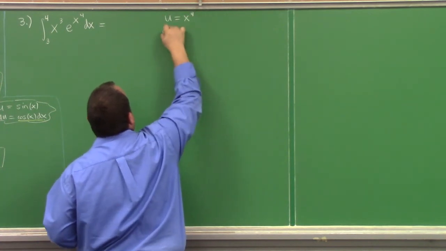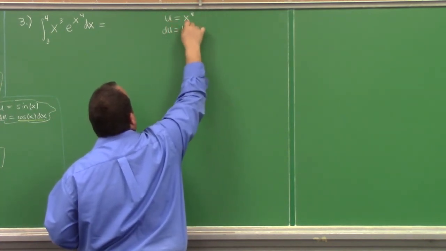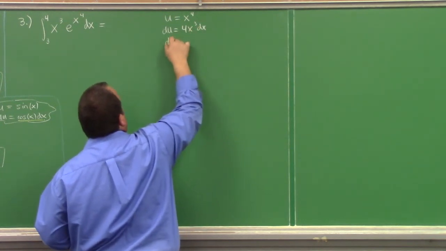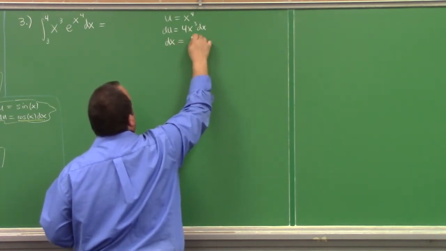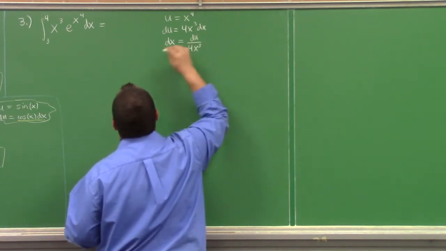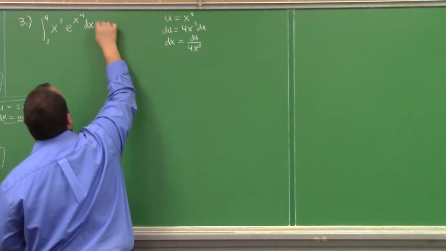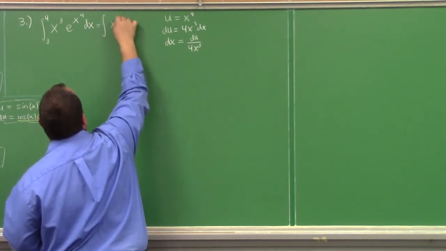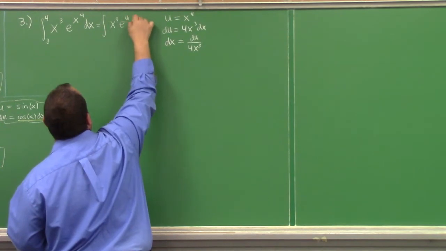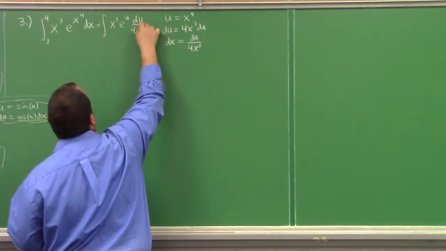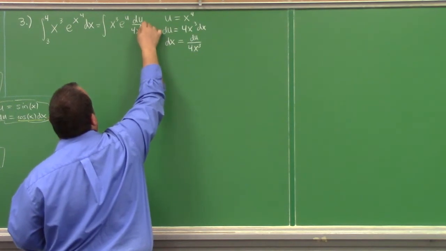Okay, so then du is 4x cubed dx, right? And so if we want, we could solve for dx. dx is du over 4x cubed, right? So we're looking at the integral of x cubed e to the u du over 4x cubed. That's good. Looks like the x cubed are canceling, right?